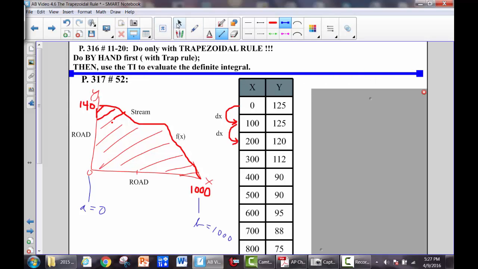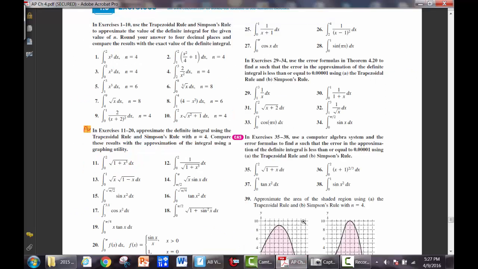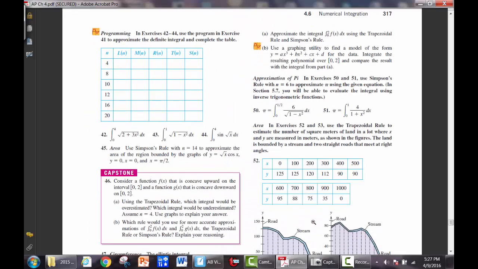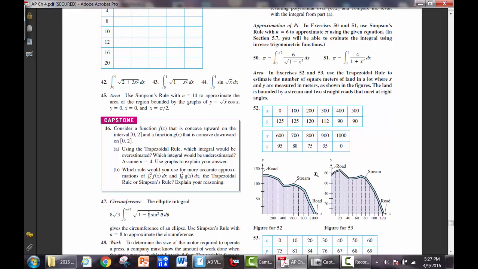Okay, so that's pretty straightforward. Okay, now let's look at number 52. So when you're looking at number 52, you have the following, okay? So here's the graph for number 52. And here's the table for number 52. It's like a double table.